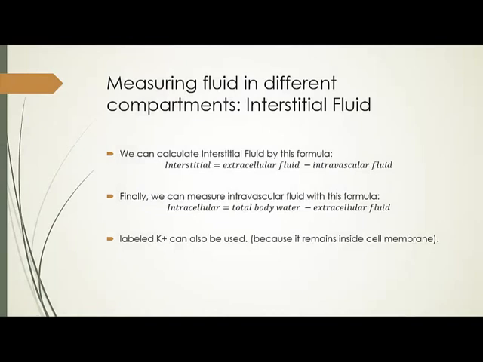Now, for measuring the interstitial fluid, which is the fluid between the cells, we calculate the extracellular fluid, then we subtract the intravascular fluid volume. Finally, we can measure the intracellular fluid by the formula total body water minus extracellular fluid. Also, we can use labeled potassium because potassium stays inside the cell and is not found outside the cells or in the blood vessels.